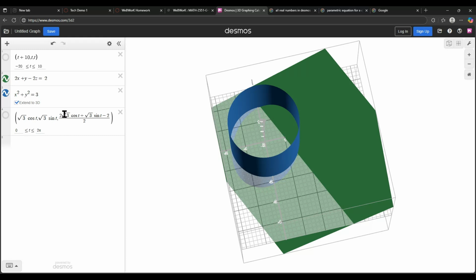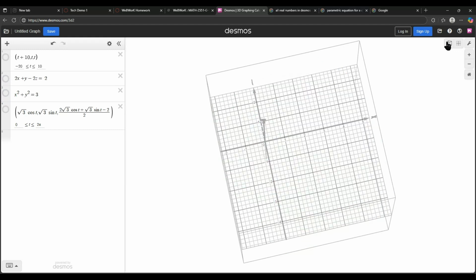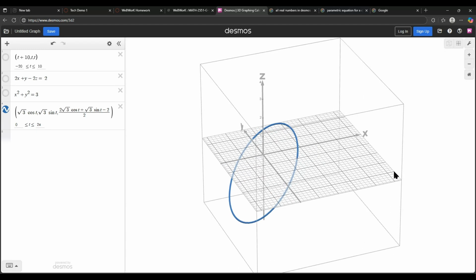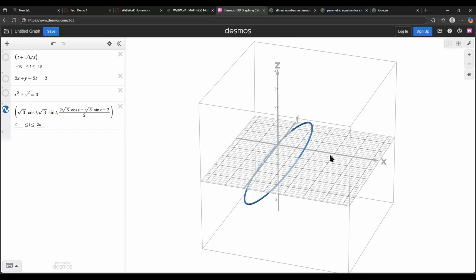And so we have x was square root of 3 cosine t, and y was square root of 3 sine t. And so then you get 2 times square root of 3 cosine t plus square root of 3 sine t minus 2, all over 2. And then without those on the screen, and just this one equation going from 0 to 2 pi, this is the intersection created from them.